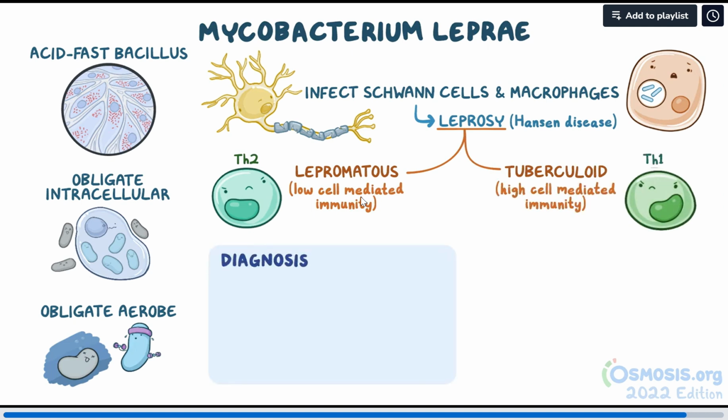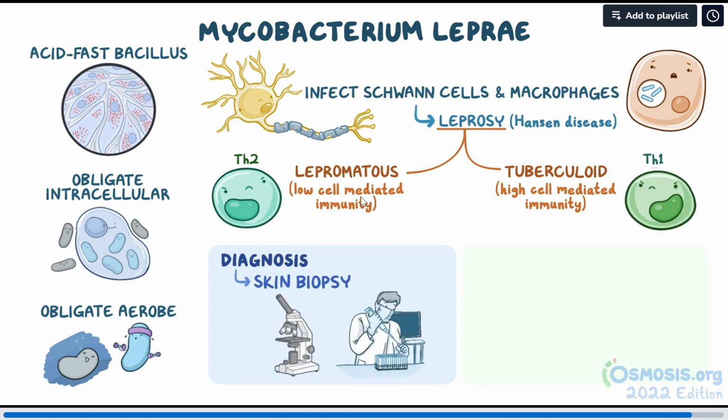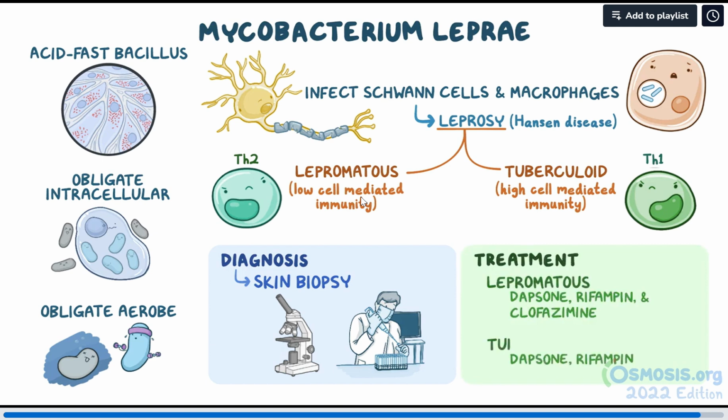Diagnosis can be done by identifying Mycobacterium leprae in a skin biopsy with microscopy or PCR. Treatment is done with dapsone, rifampin, and clofazimine for the lepromatous form, and dapsone and rifampin for the tuberculoid form.